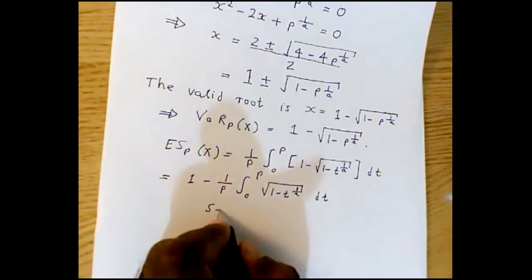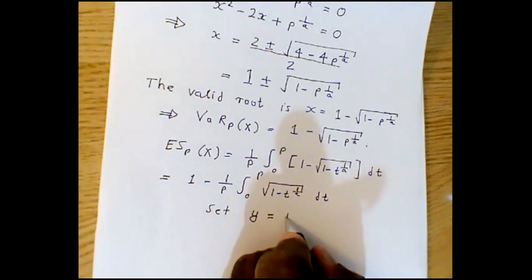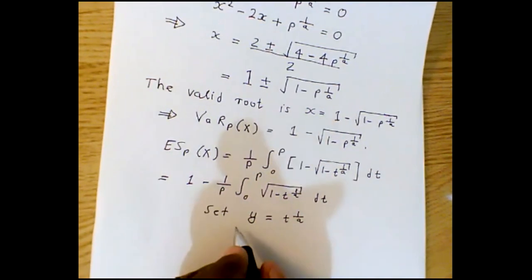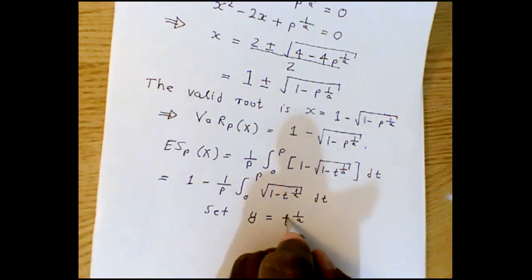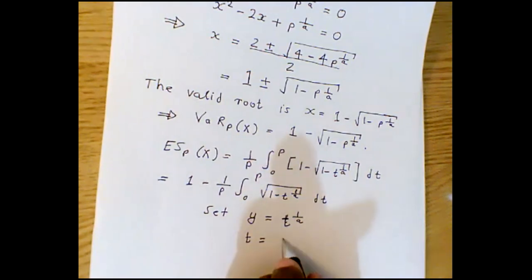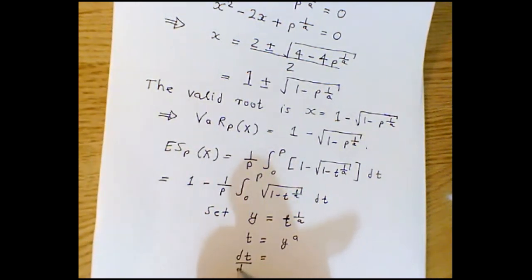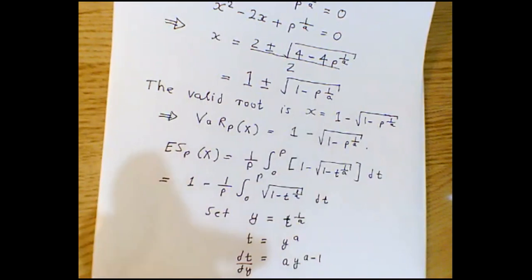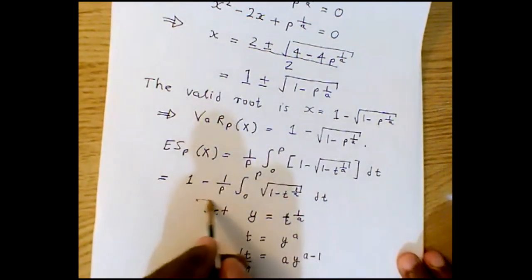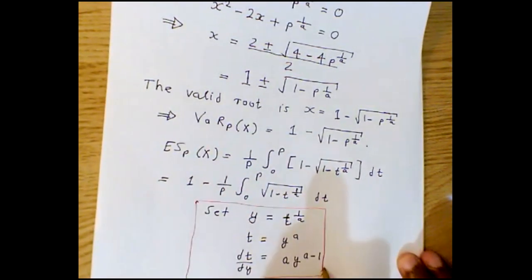So I'm going to do the following substitution. Set, say, y equal to this, right? This is big T. So T will be y to the power a, and dT by dy is going to be a y to the power a minus 1, right? Put this in a box.